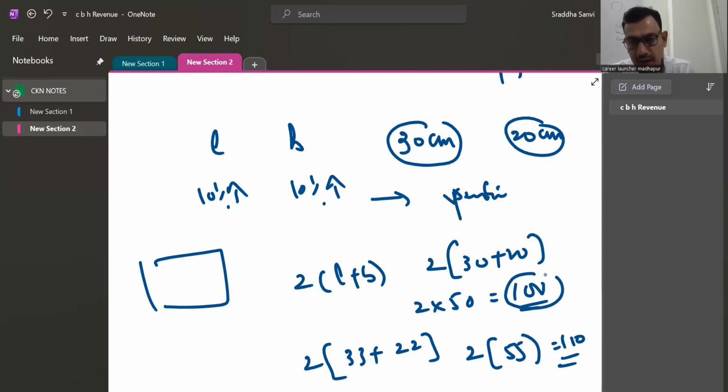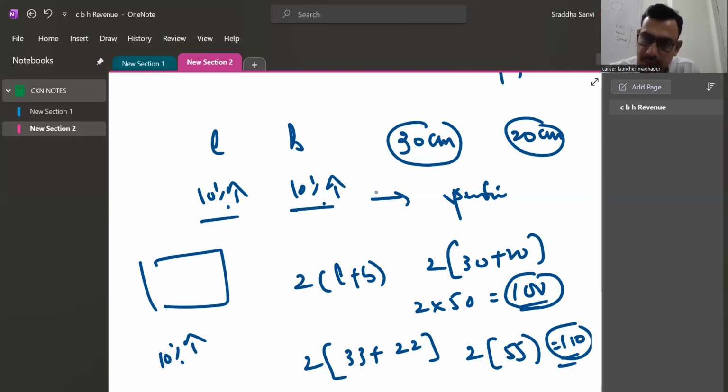Now the value from 100 became 110. There is a straight growth of 10%. That is, if both length and breadth are increasing by 10%, overall perimeter will grow by 10%.